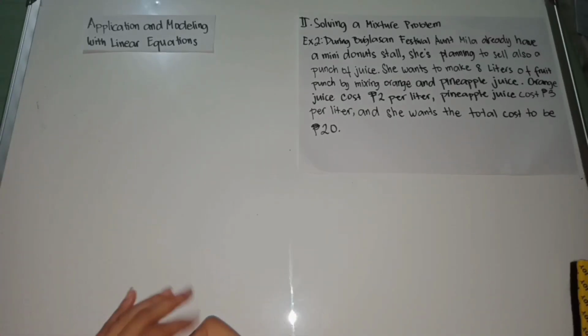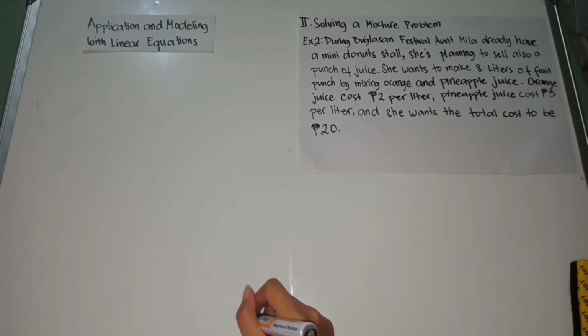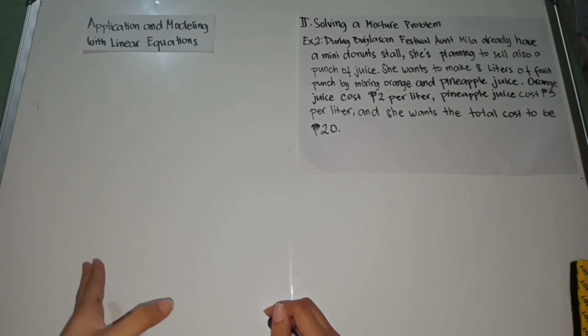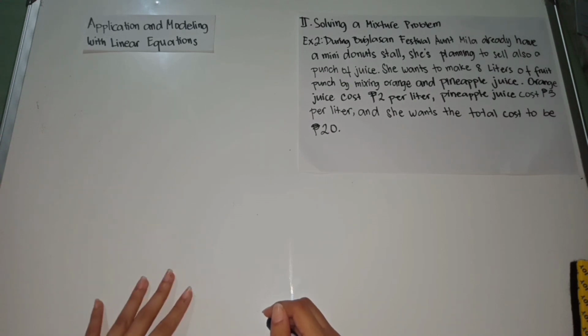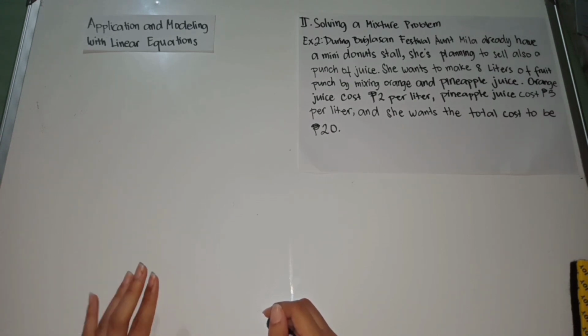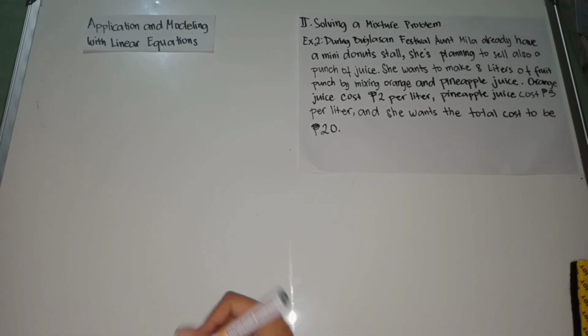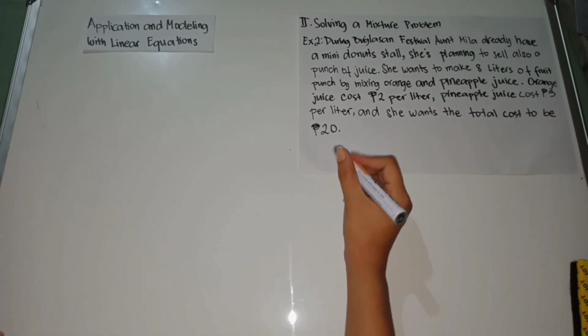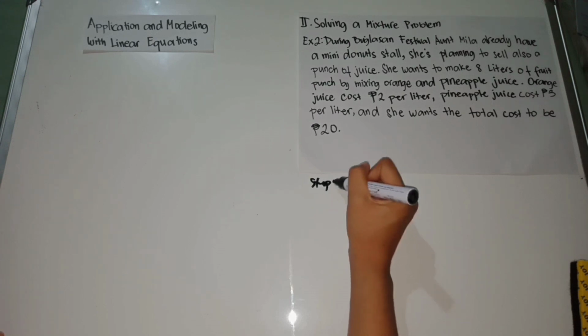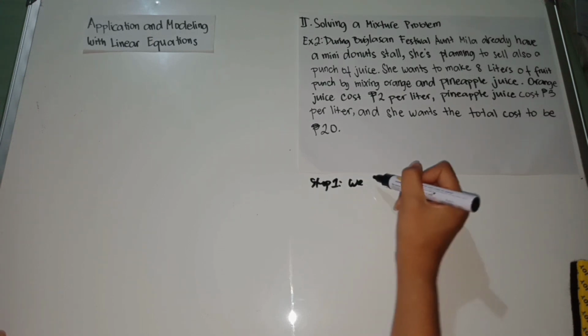For this problem, during the Muglasan Festival, Aunt Mila already has a mini donut stall. She's planning to sell also a bunch of juice. She wants to make 8 liters of fruit juice by mixing orange and pineapple juice. Orange juice costs 2 pesos per liter and pineapple juice costs 3 pesos per liter, and she wants the total cost to be 20 pesos.